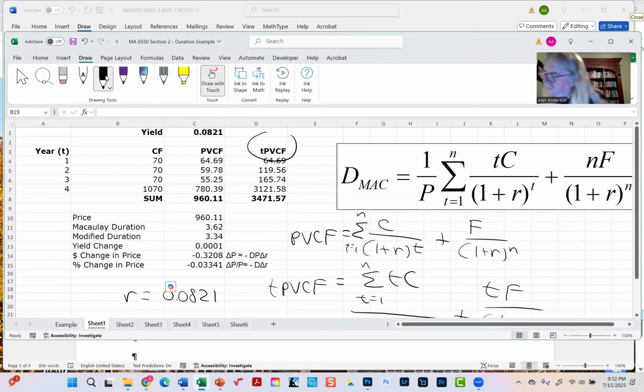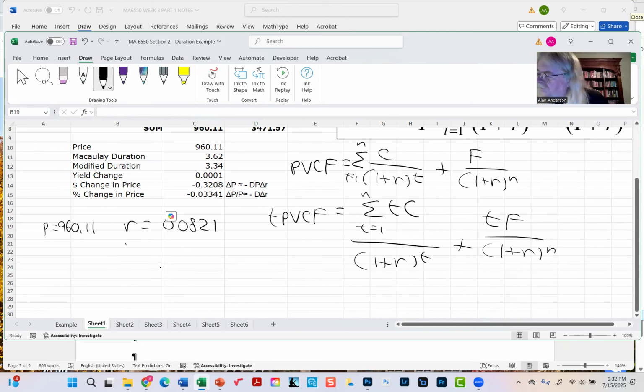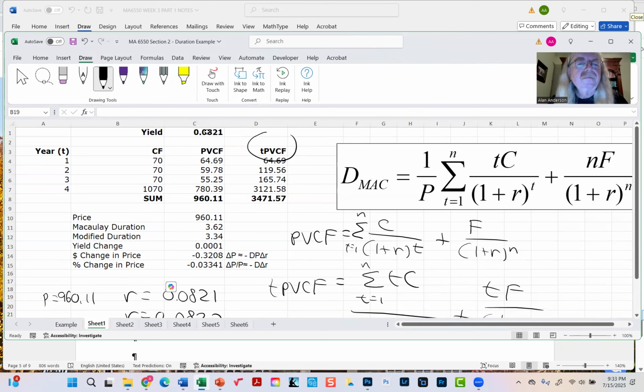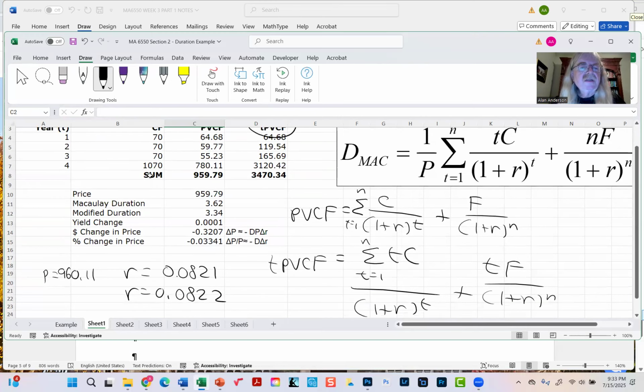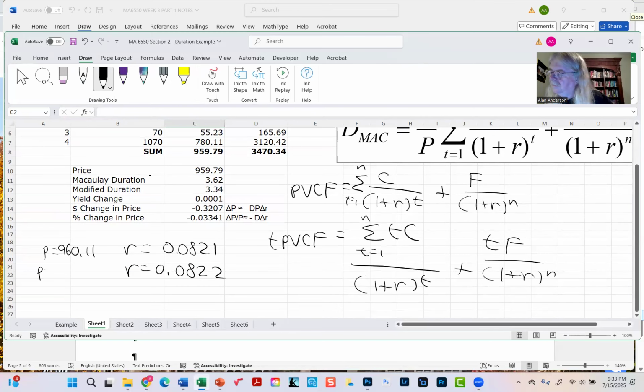Okay. I didn't notice that there were all those extra digits in there. I want it to be precisely 8.21%. Otherwise, this part will look a lot less accurate than it really is. So if I raise that to 8.22, what will be the new price? 959.79. And the difference between the two is 32 cents.